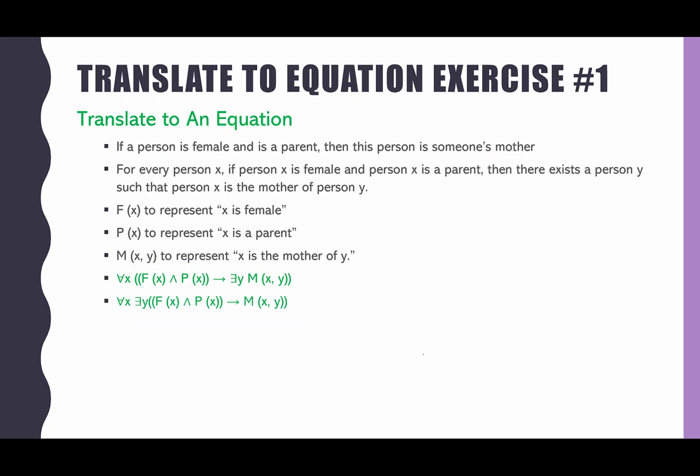You could also do this one. Personally, I prefer this method. It's a little cleaner to read, in my opinion. But we're saying for all humans X, there exists such a human Y, such that if human X is female and is a parent, then therefore X is the mother of Y. Those are both accurate. They're both valid ways to write it.